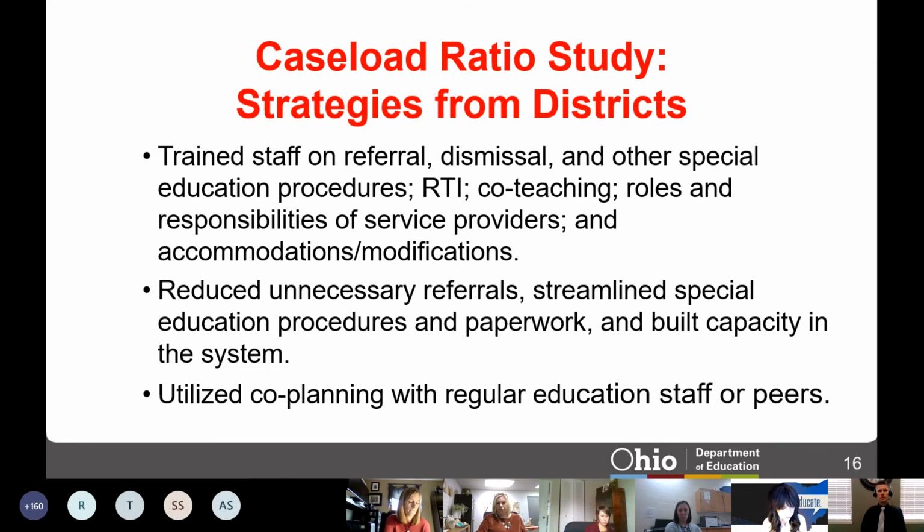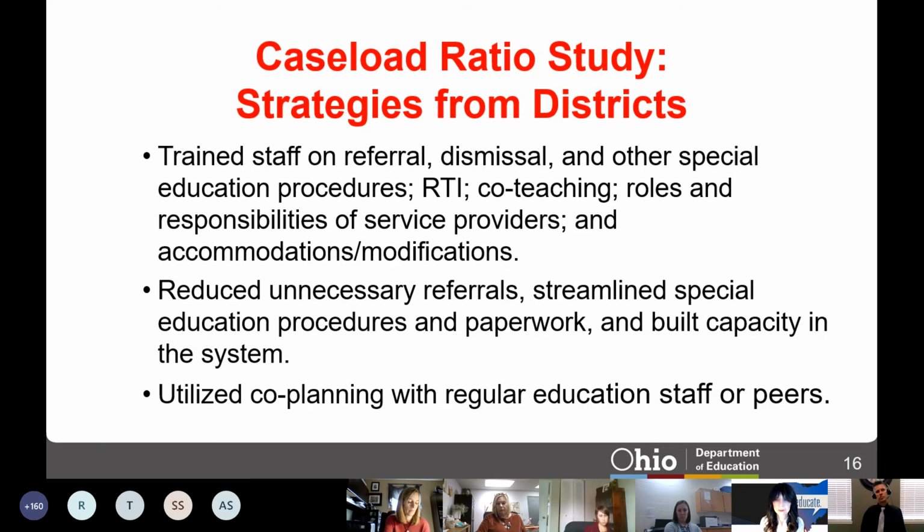It was inefficient to have maybe one service provider be the one that was responsible for the FM systems. And if that service provider wasn't in the building that day, then the child wouldn't have access to the assistive technology. And so they wanted to make sure they trained the teachers so that they knew how to change the batteries or do troubleshooting, things of that nature.